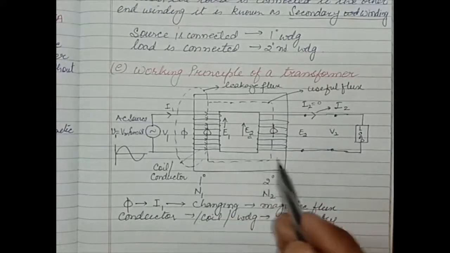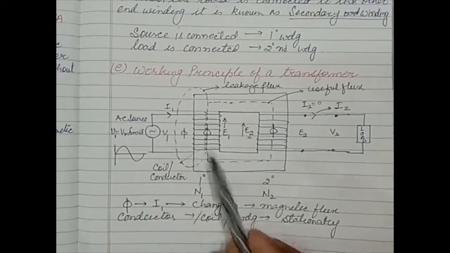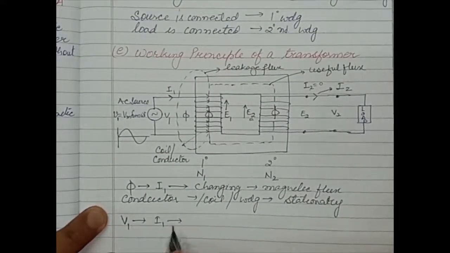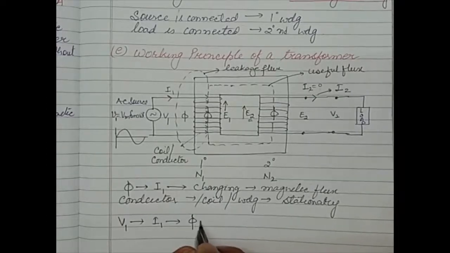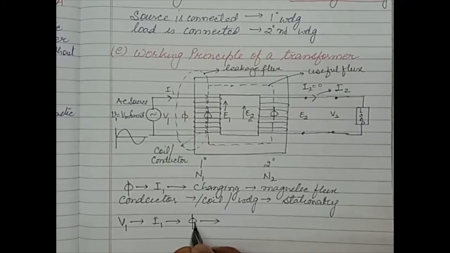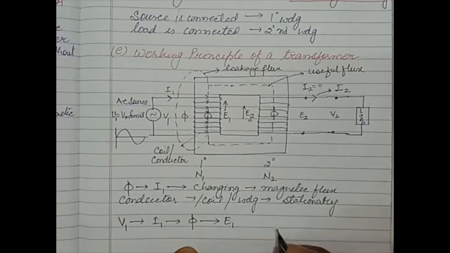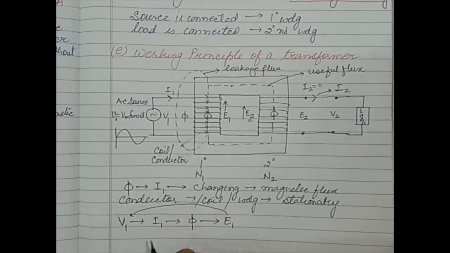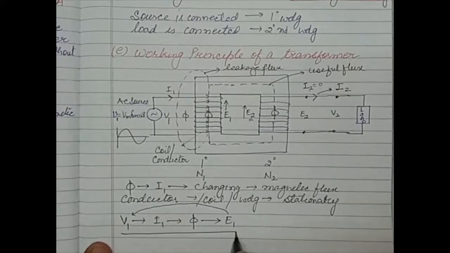Once we revise it, what happens when we apply AC voltage V1? There is a flow of current I1, and because of this I1 a flux phi is set up in the primary winding. Because this flux is changing in nature and the conductor is stationary, there is a production of induced EMF E1, and this EMF opposes V1 because of Lenz's law. This is the primary circuit.